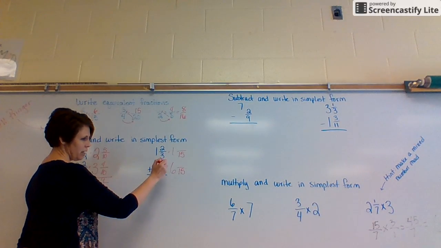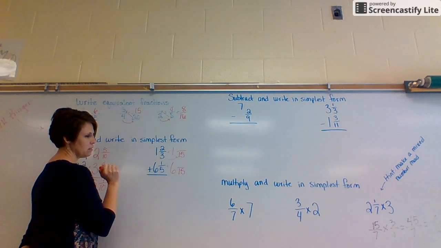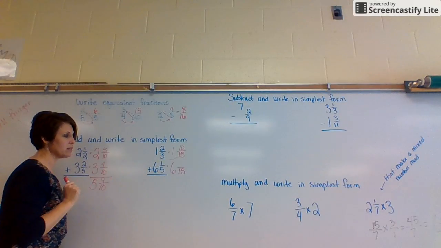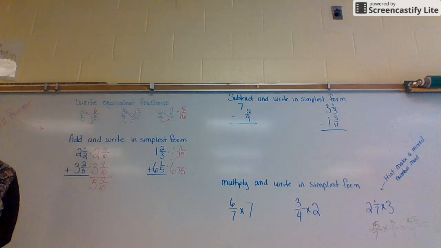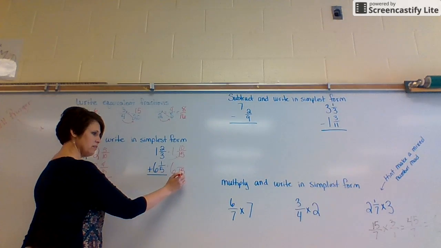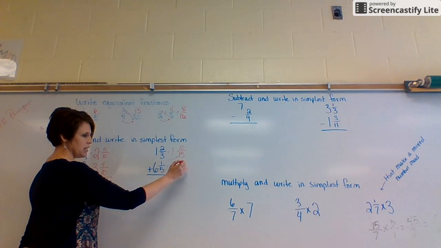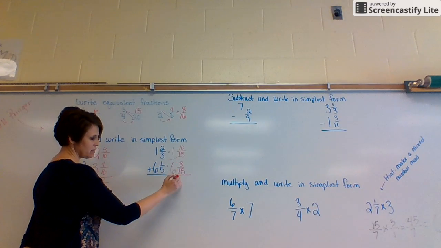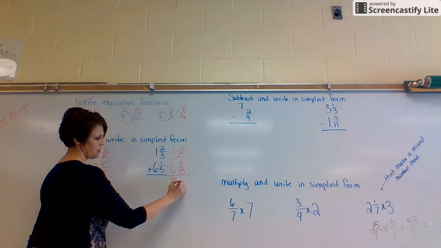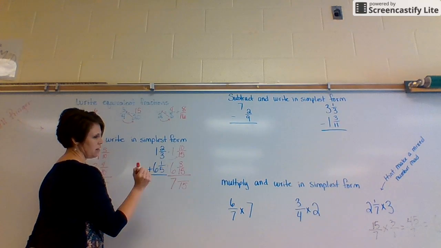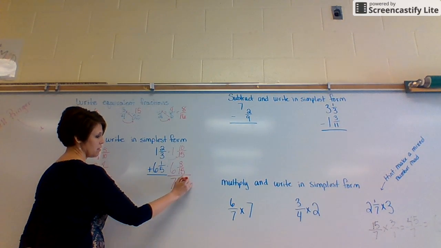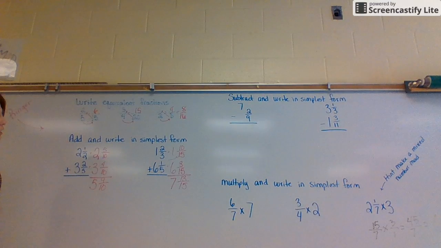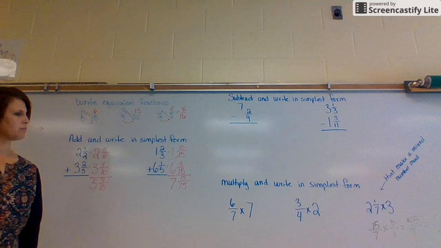3 will go into 15 5 times, and 5 times 2 is 10. 6 1/5 is equivalent to 6 and 3/15, because 5 goes into 15 3 times, and 3 times 1 is 3. Okay, and then we're ready to add. 6 plus 1 is 7, denominator stays the same. 10 plus 3 is 13. Okay, will that reduce? It will not. 13 is a hard number to reduce, isn't it?